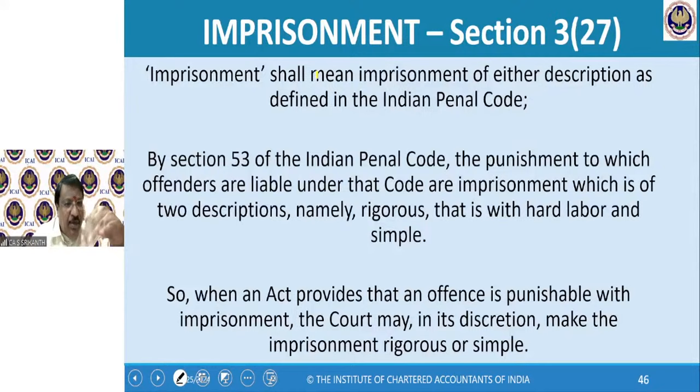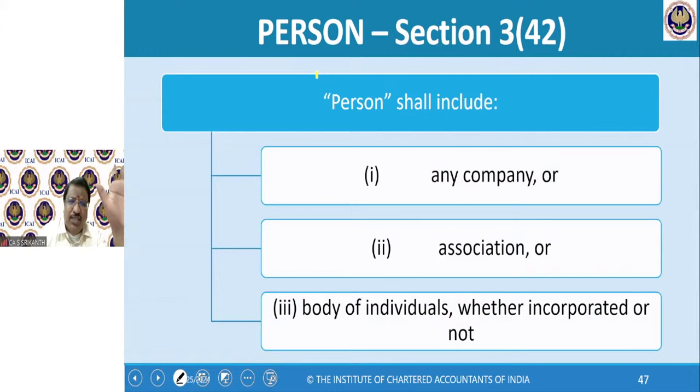Person: we know it includes any company, association, body of individuals, and all that. But if any law defines a word itself, this definition will not be applicable. It applies only in a law which is not defining it. Again, they use the word include. That means individual is already covered, firm is already covered. Other than that, they are saying it will include company, association, body of individuals, whether incorporated or not.